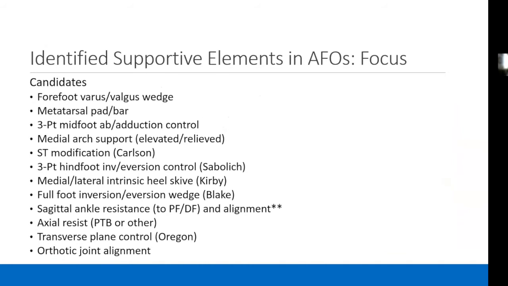So if you take a step back and you think about orthotic practice as an orthotist, you probably utilize a lot of different means in your orthotic designs to control the foot and ankle. Over the years, I won't say experimented, I've utilized, based on the evidence that was available to me, a number of different techniques to try and manage posture and manage patients. And some of them are on this list here, and I call them candidates. So there's the forefoot varus valgus wedge, metatarsal pad bar, 3-point midfoot abduction or adduction control. And I'm going to describe these in greater detail. There's the arch support, which is pretty common, and that may be elevated or relieved. Sometimes we're actually trying to, in a cavus foot, lower the height of the arch.